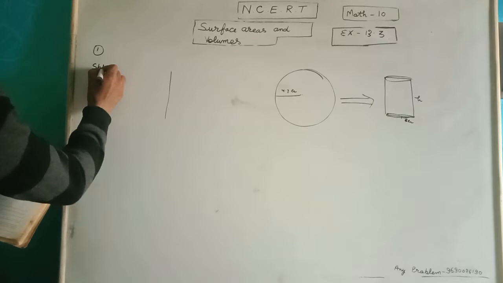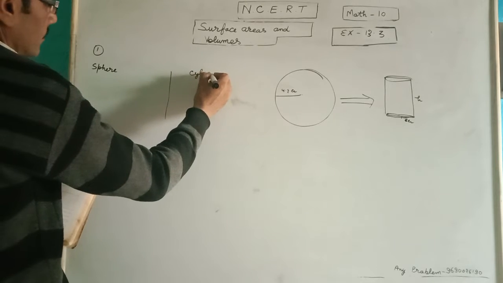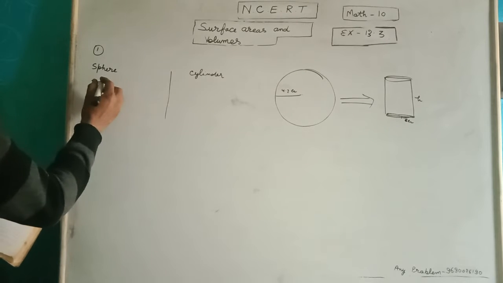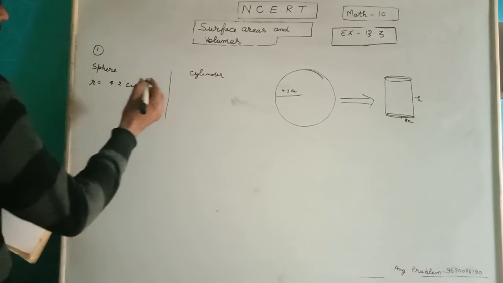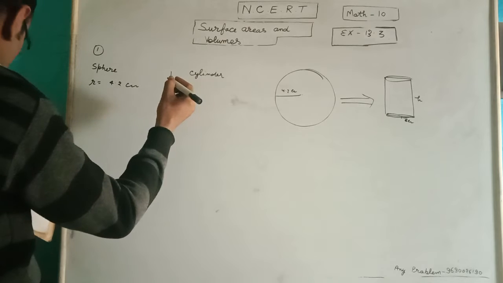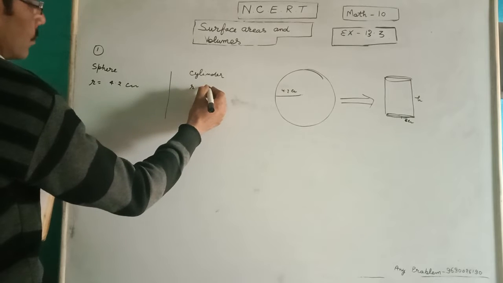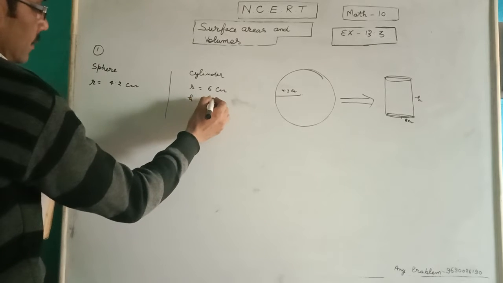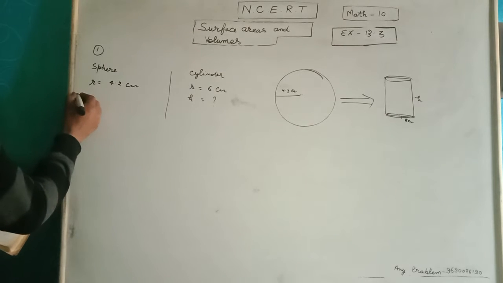Sphere and cylinder. Radius is equal to 4.2 cm. Then melted and recast. Radius is equal to 6 cm. H is equal to, find. At first, find the volume of both shapes.